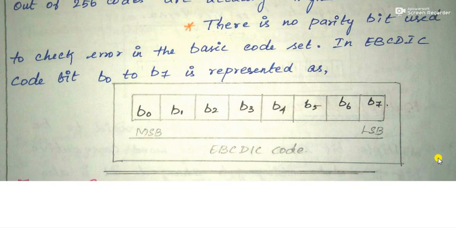And there is no parity bit used to check errors in the basic code set. ASCII code uses parity check bits to detect errors, but here there is no parity bit used to check errors in the basic code set. In the EBCDIC code, bit 0 to bit 7 are represented as B7, here is the LSB, and B0 is the MSB.